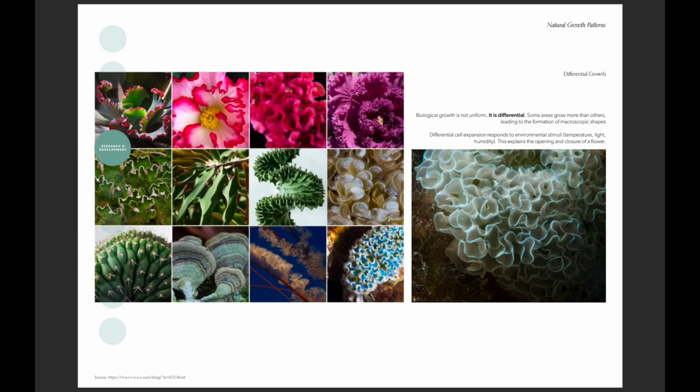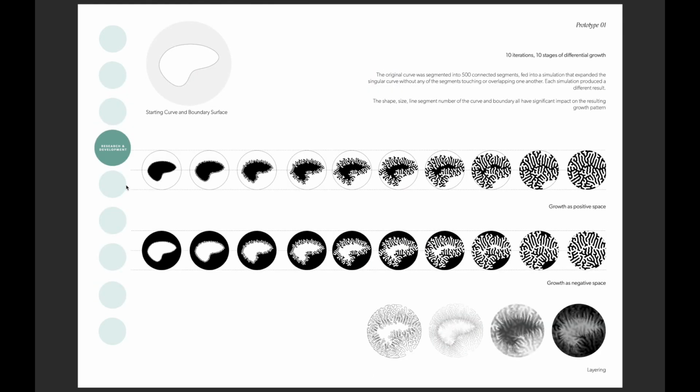Phase 1. Biological growth is not uniform, it's differential, responding to environmental stimuli and thus producing the formation of macroscopic shapes like these. You can simulate this pattern in Grasshopper by segmenting a curve and letting it expand without any of the segments touching or overlapping, by adjusting the parameters of the number of segments, radii, and strength.